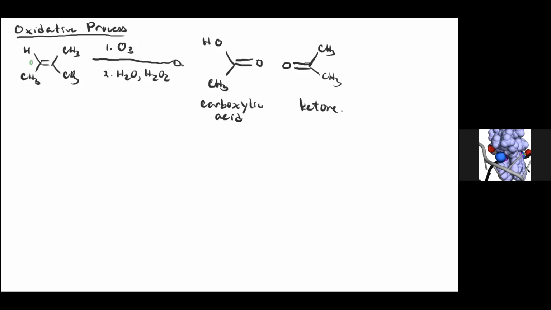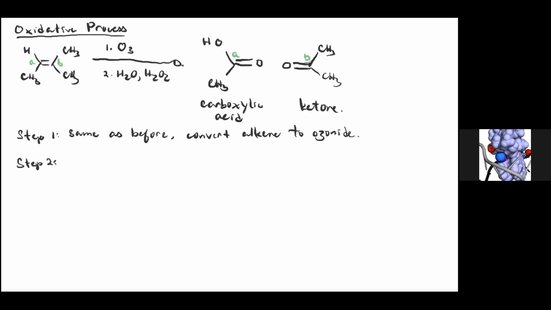Again, it might be useful to label the carbons in the alkene. So A and B, A and B. Okay. And so how does this reaction occur? So the first step is the same. So we won't go through that again. You form that ozonide in solution. Step two, of course, is what is different. Okay. And so I'm going to have my ozonide. I'll just start from there. And we're going to treat this compound with water and hydrogen peroxide.